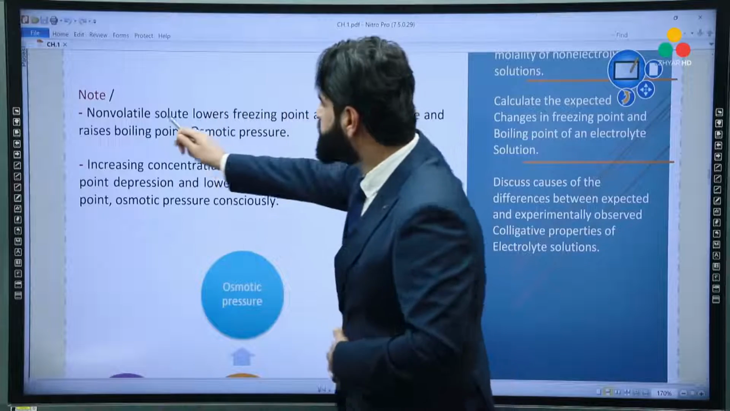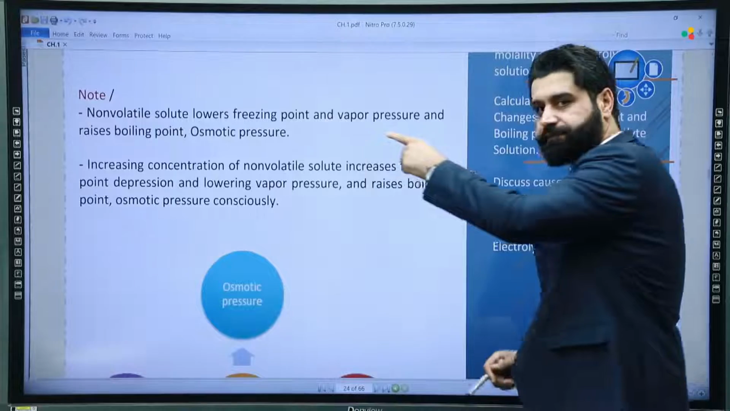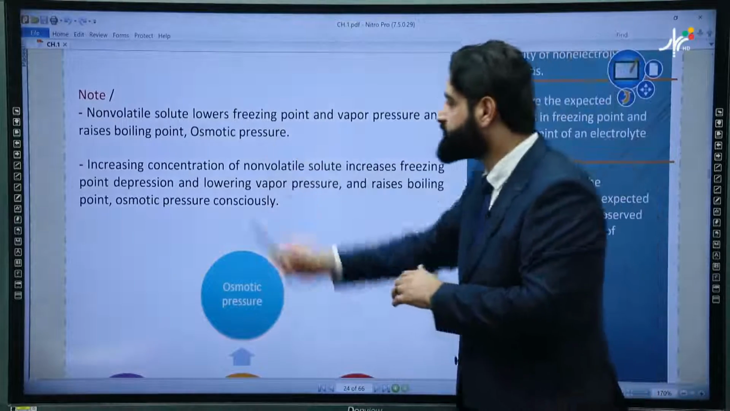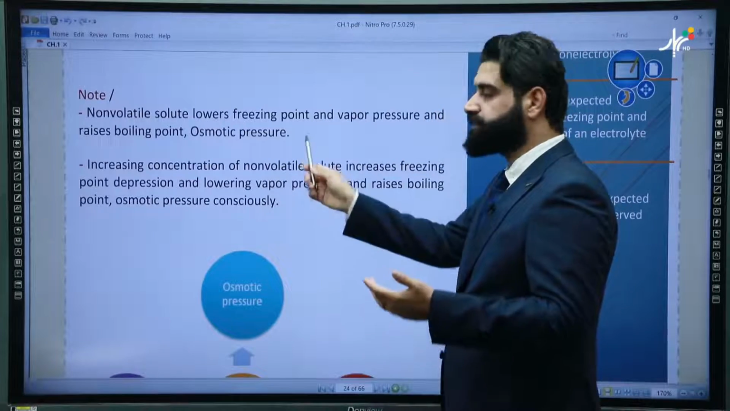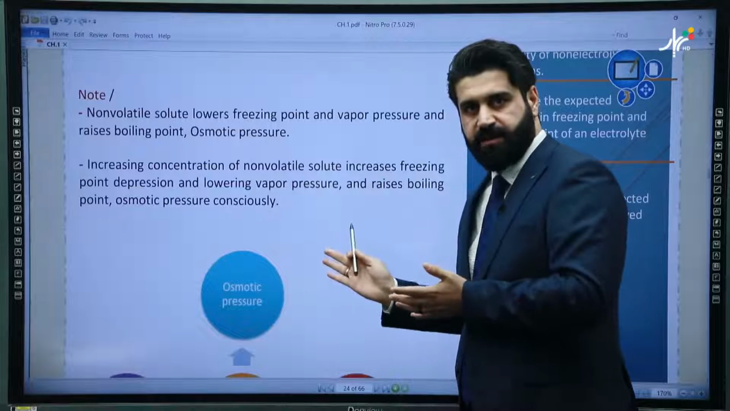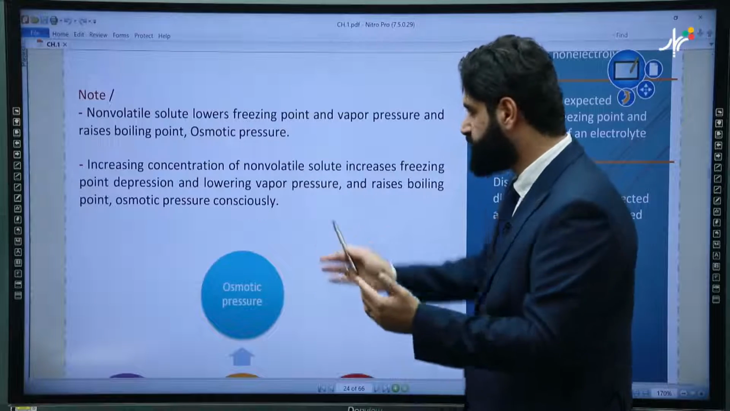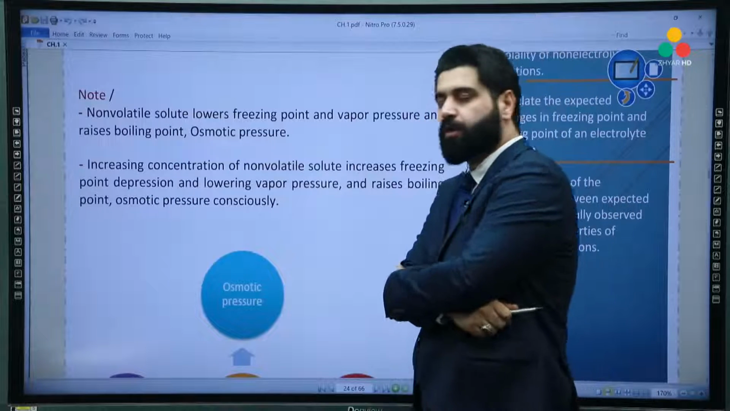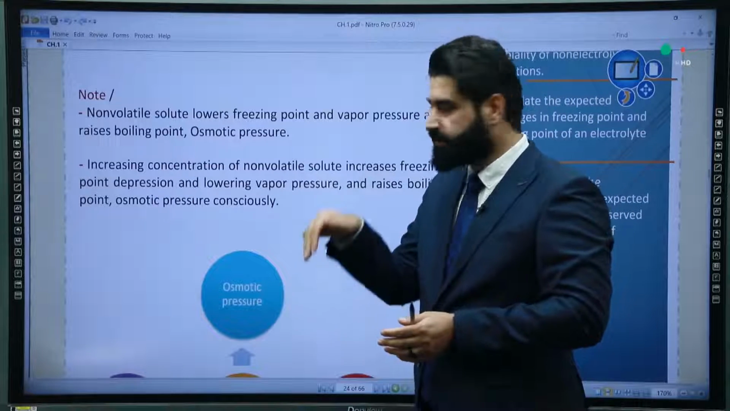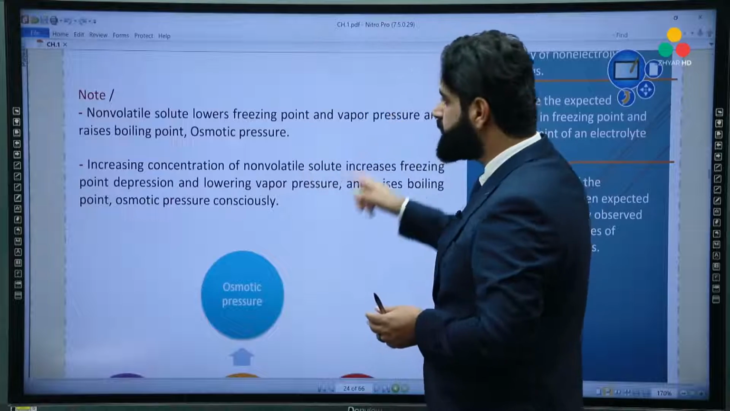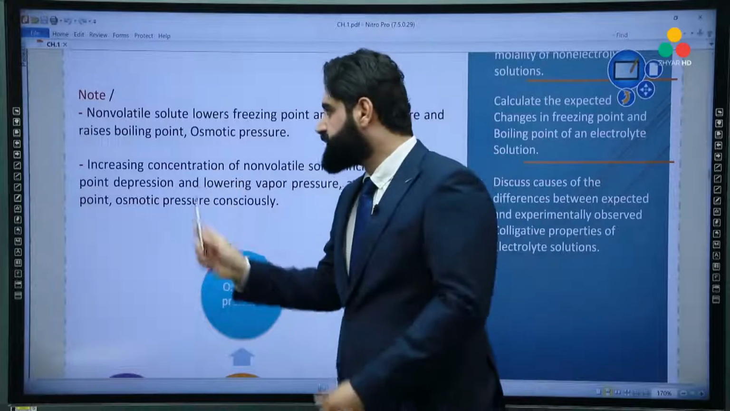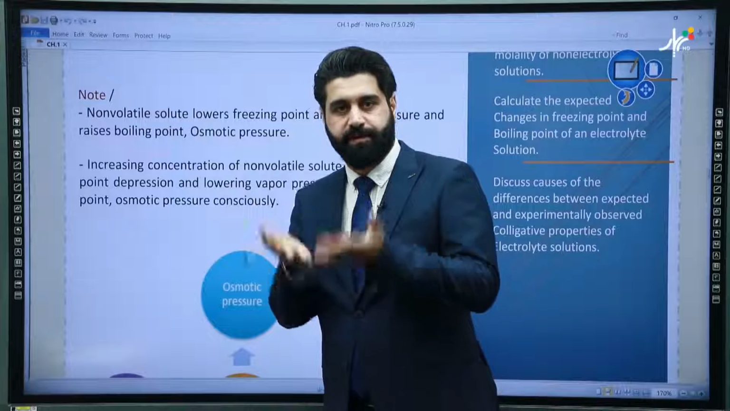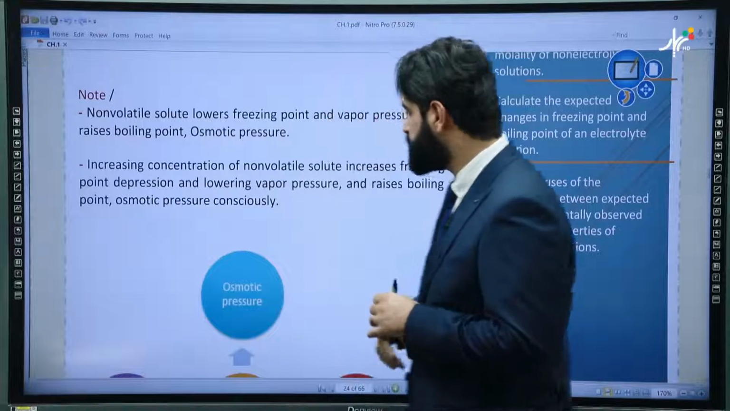So we're going to deal with the non-volatile one. Non-volatile solute lowers freezing point. I just explained it. What will happen to freezing point? It lowers. And vapor pressure also decreases, lowers. But boiling point and osmotic pressure increase, they rise by adding non-volatile solute.